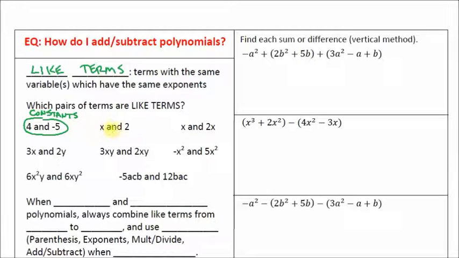Okay, how about x, the variable x, and 2? Well, they're not the same variable. One's x and one's a constant. So these are not like terms. You cannot add them together.